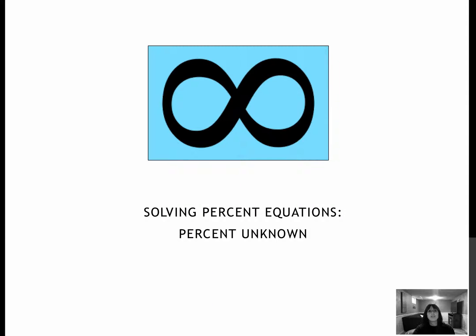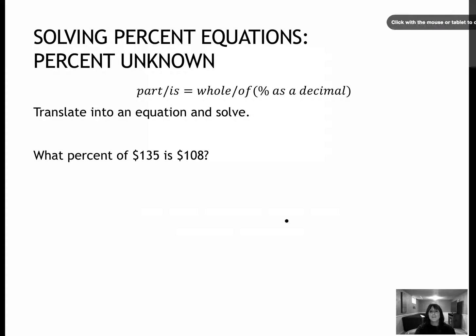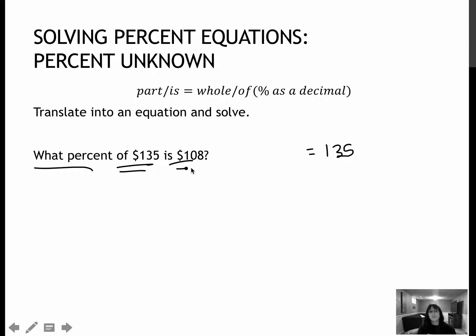The only thing we have not solved for yet is the percent. So this is the percent unknown using the percent equation. Same exact equation each time though. The part, or the is, equals the whole times the percent. So what percent of 135 means that's the whole, 135, is 108. 108 equals 135 times, we don't know what the percent is.